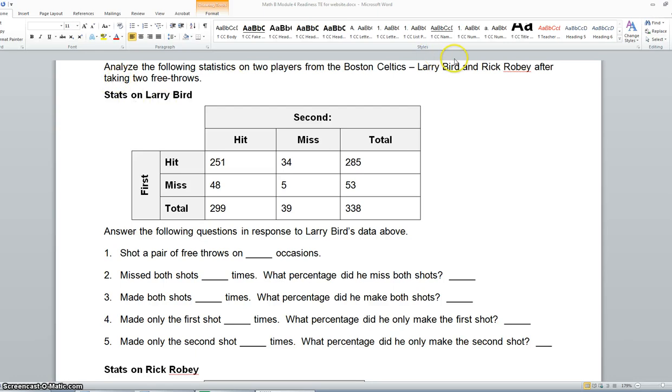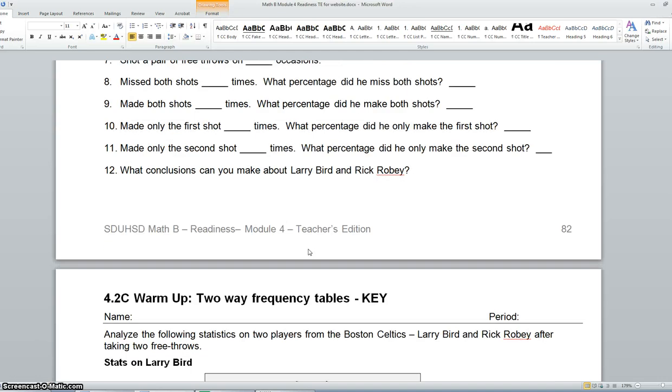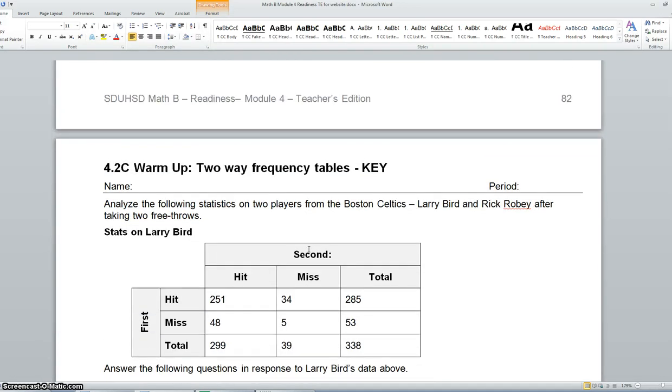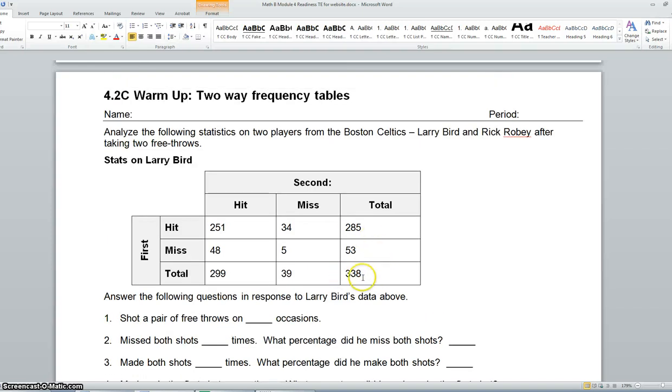So they took Larry Bird and this other guy after taking 2 free throws. So what do you think? Well, let's see if you got it right. 338, is that what you guys put? 338? That's the total. That's why that number's that.